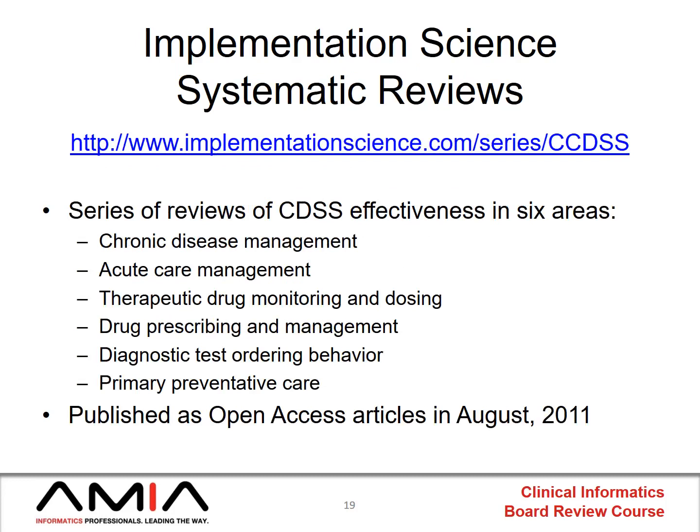So what do we know about clinical decision support systems, specifically the computerized clinical decision support systems? Well, there was a fairly recent set of systematic reviews in 2011 in this journal called Implementation Science. They have an online free access model where you can actually see all 6 of these systematic reviews, and they broke them down into a bunch of different areas of CDS systems, including chronic disease management, acute care management, therapeutic drug monitoring and dosing, drug prescribing and management, diagnostic test ordering behavior, and finally, primary preventative care.